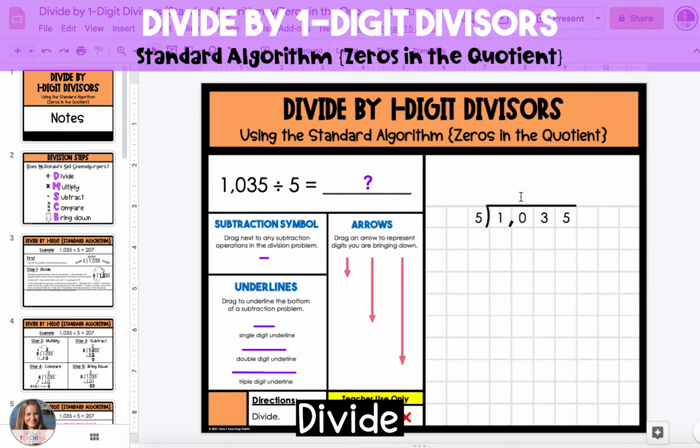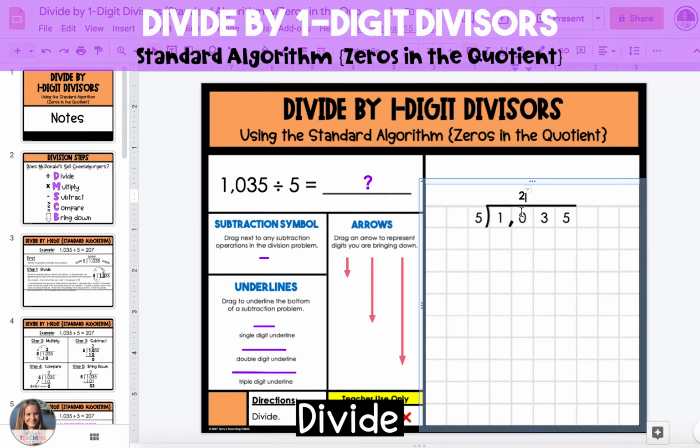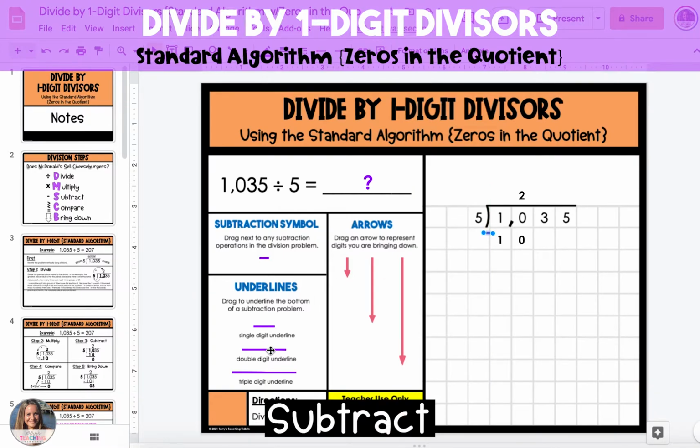When you do this, 10 can be divided into groups of 5 2 times, so we're going to place that quotient into the hundreds place of the quotient area. Next, multiply that answer, 2, by the divisor 5 to get 10 and put it under the dividend. Next, subtract. 10 minus 10 is equal to 0. Compare that answer to the divisor. You want it to be less than the divisor, and 0 is less than 5.